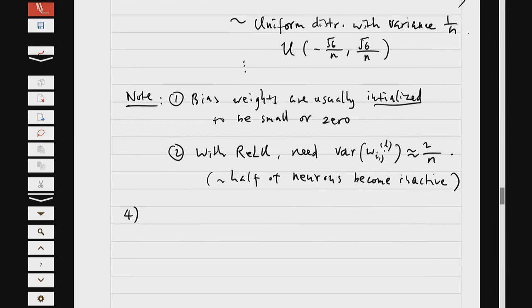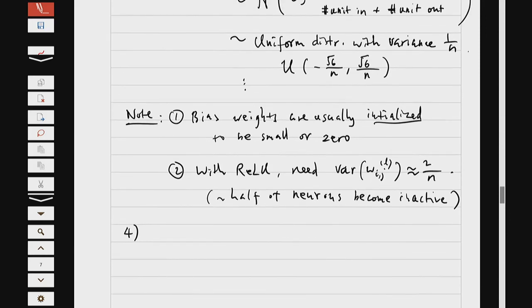Oh, just because for a uniform random variable, if you want to keep the variance to be 1, then you need the boundary to be minus square root of 6 to square root of 6, that's all.